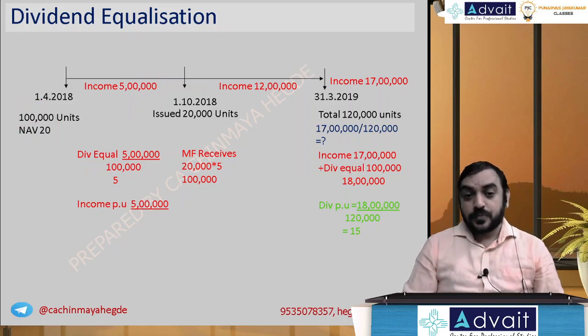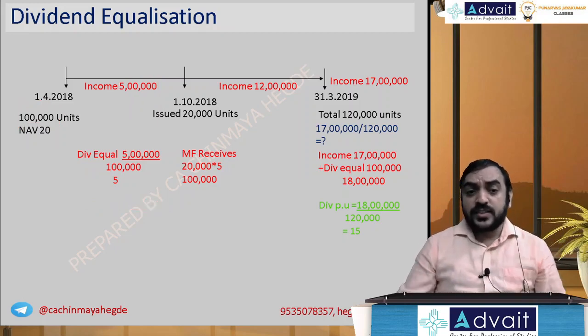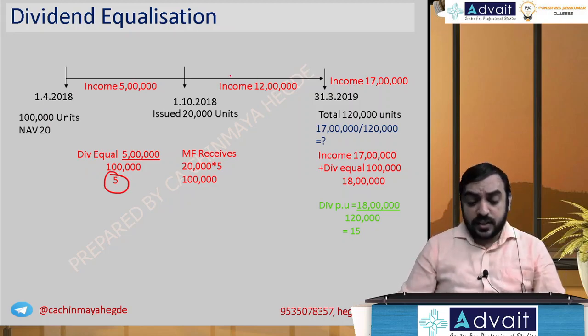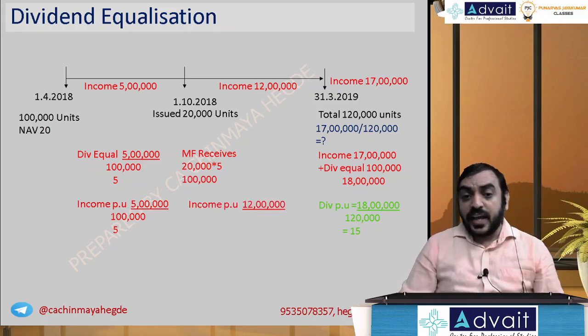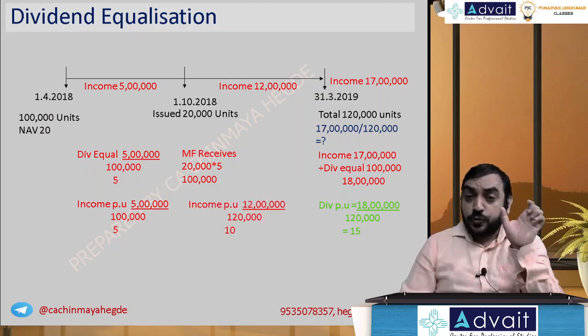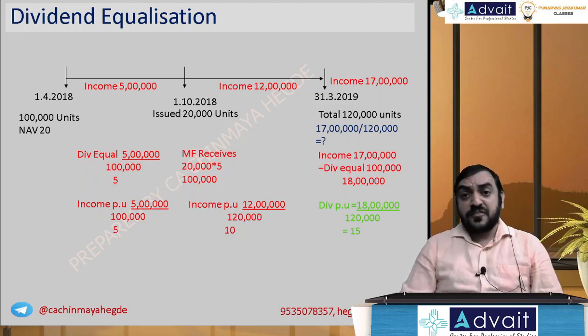Yes. How? Observe. Earlier, what did these people earn? 5 rupees, right? 5 lakh by 1,00,000, 5 rupees. In the second half, how much is earned? Second half, 12 lakh income by 1,20,000 units. That is 10 rupees. So 5 rupees per unit earned in the first half, 10 rupees per unit earned in the second half, total 15 rupees.